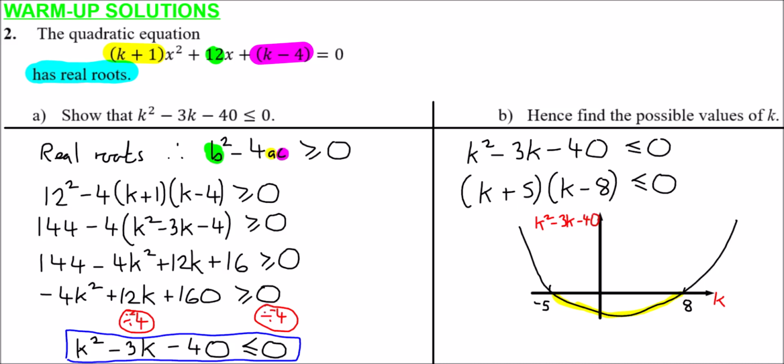So based on this sketch and the factorised form, we can say that k needs to be at least -5, but can't be any more than 8. And that's all we need to do for question 2.